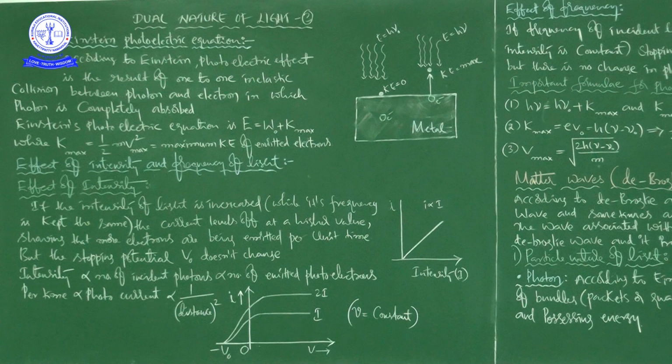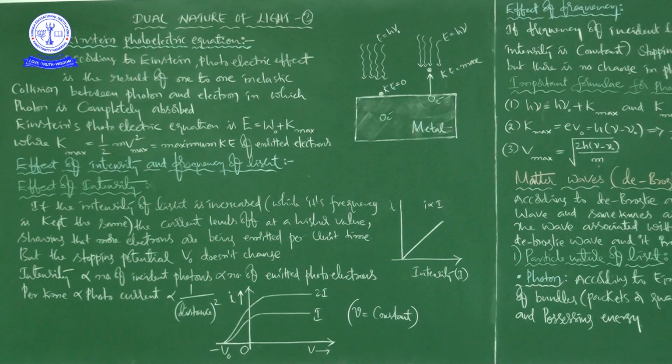Next, this relation is very important. If possible, underline it and read it many times to memorize. Intensity is directly proportional to the number of incident photons. Intensity is also directly proportional to the number of emitted photoelectrons per time.